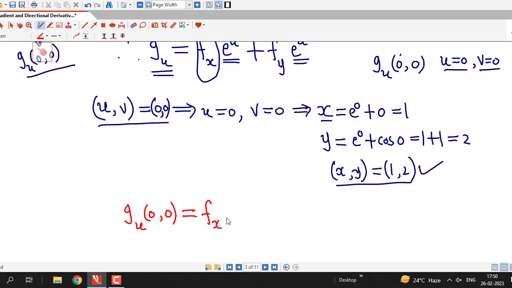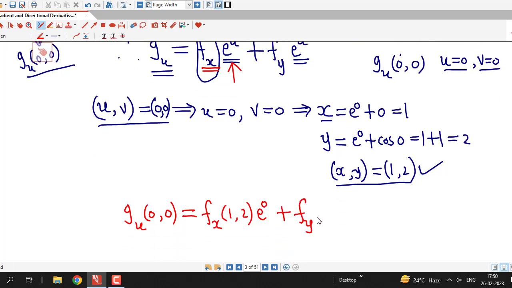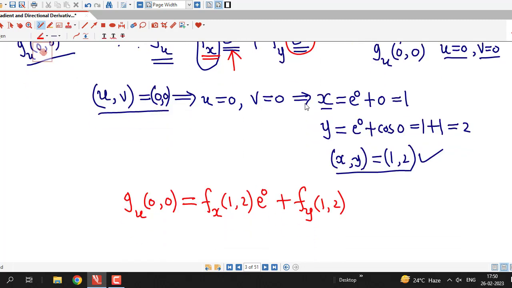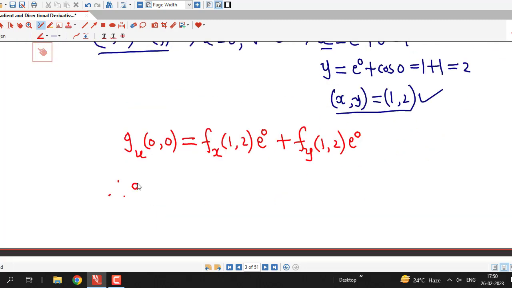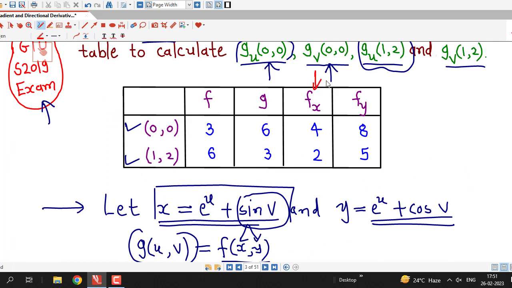So here I will write del f by del x at point (1,2), this quantity. Here I will put u equal to 0. Same thing here, del f by del y at point (1,2) and into e raised to u, that is e raised to 0, and e raised to 0 is 1, and we are given in the table values of partial derivatives of f with respect to x and y at (1,2). So we find out what is del f by del x at point (1,2).